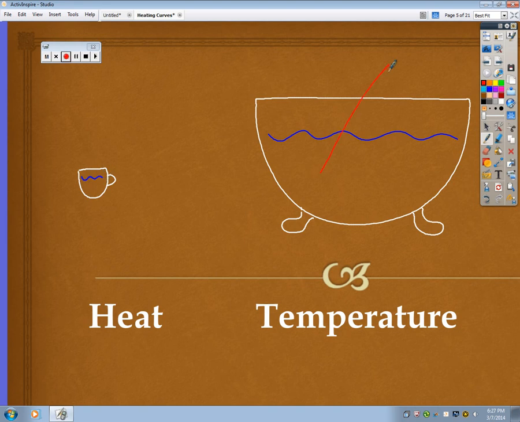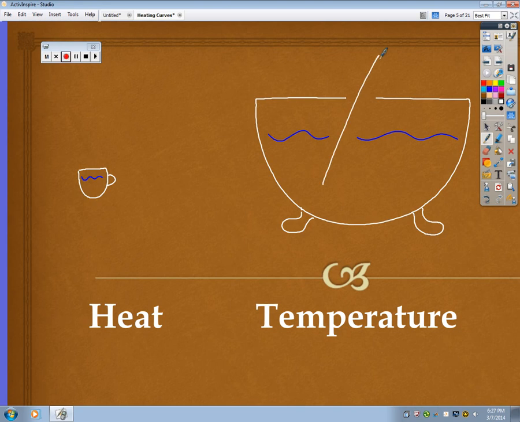And on that thermometer, oh, that's not a good color, is it? Oops, sorry. Sorry about that. Come on. There you go. So I'm going to put a thermometer in there. No. I'm going to put a thermometer in there. I'm sorry. Here we go.